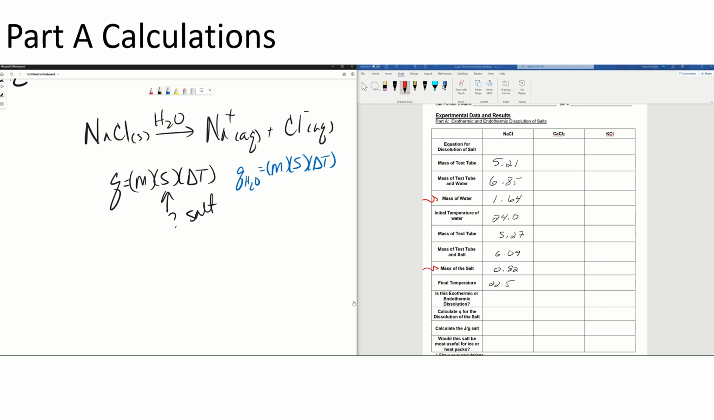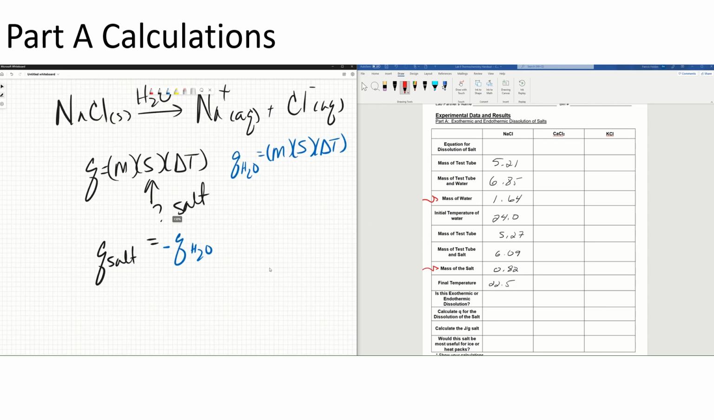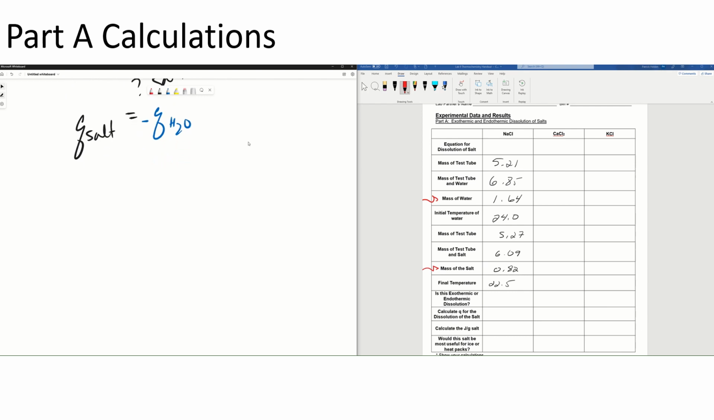And we also know that all of the energy associated with this dissolution of the salt should be equal to the energy absorbed by the water, just opposite in sign. Okay? So now that we know that formula, we can go ahead and do the calculation for the dissolution of this sodium chloride. So basically what we're finding is the Q of the water, and then from there, we're going to calculate the Q of the salt because we just have to change the sign. So we need to use the mass of the water, which in this case was 1.64 grams.